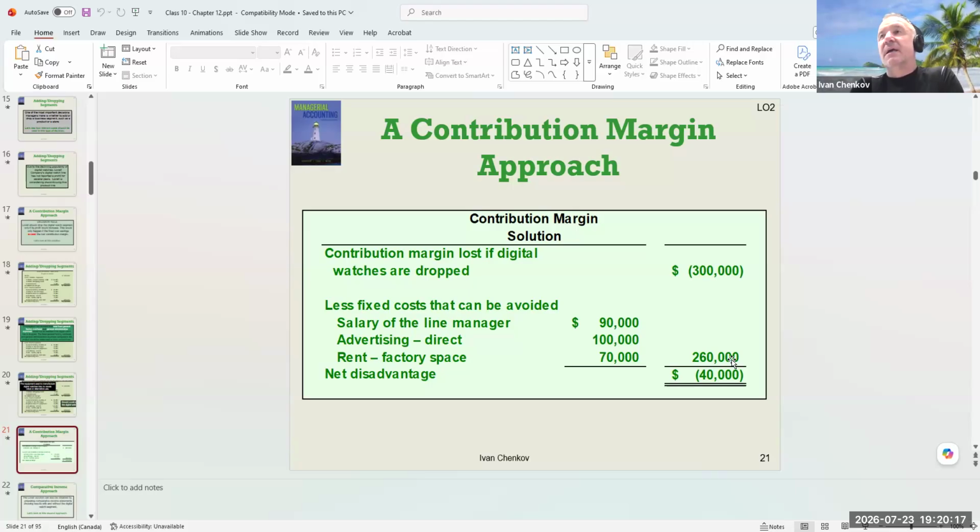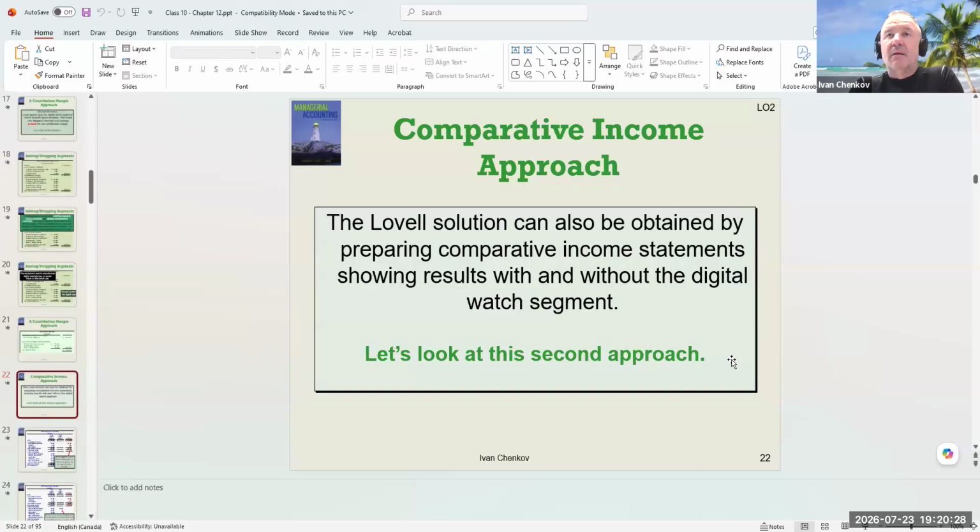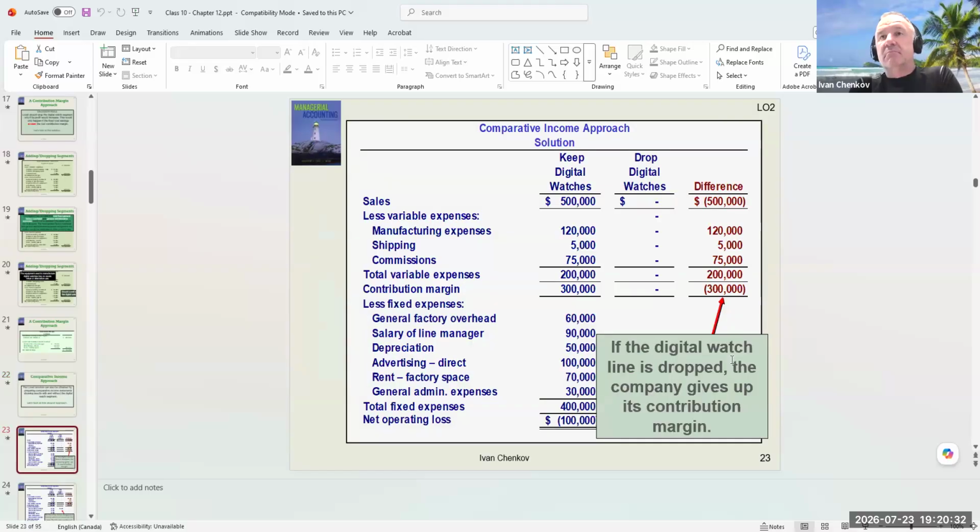Absolutely not. Why? Because if I drop it, the contribution margin that I'm losing is way more than the cost savings. So for that reason, keep it. If we have to do the comparative income approach, then once I drop the division, everything is gone. Sales gone, manufacturing expenses gone, shipping gone, commission gone, contribution margin gone, zero.